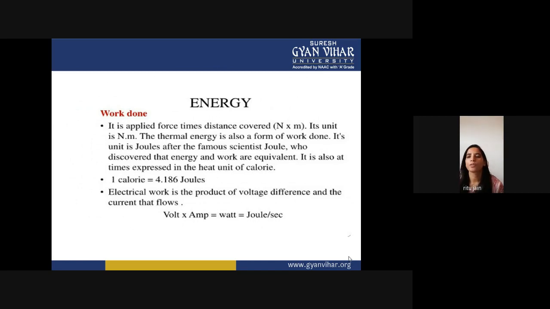Electrical work is the product of the voltage difference and the current that flows. So work is equal to the current flowing multiplied by the voltage difference, that is V into I. It can also be represented by joule per second. So the unit of electrical work is volt into amperes, which you can represent as joule per second.